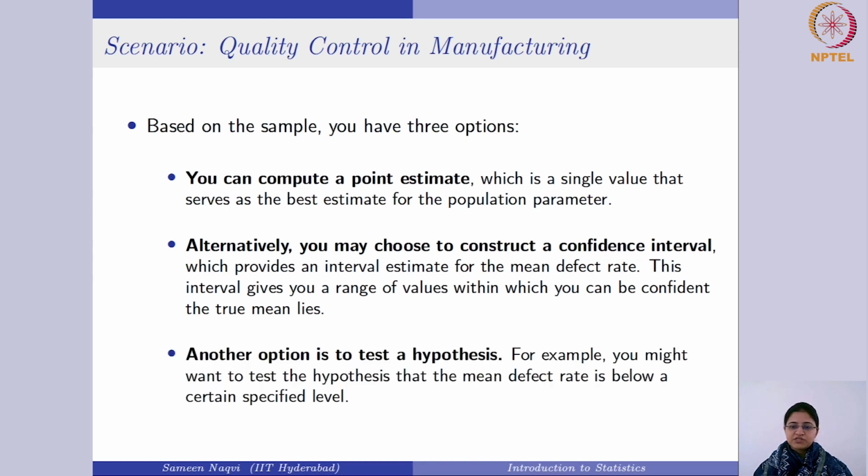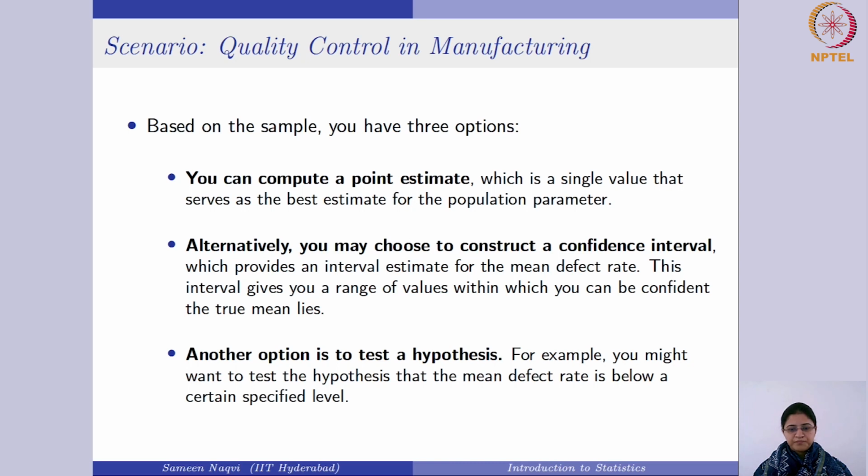The other option can be constructed in another way, which is you can test a hypothesis. Now suppose somebody makes a claim about the mean defect rate, and you may think that, okay, if this is the claim, let me test whether the claim that has been made is correct or not. For example, you might want to test the hypothesis that the mean defect rate is below a certain specified level. Okay, so in this case, if it is below and you prove it, then finally you would say that, okay, yes, if it is less than a specified level, it is good because it would reflect upon the quality of the process.